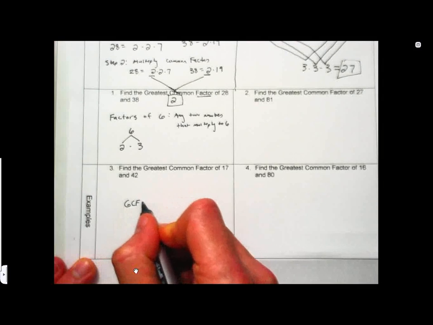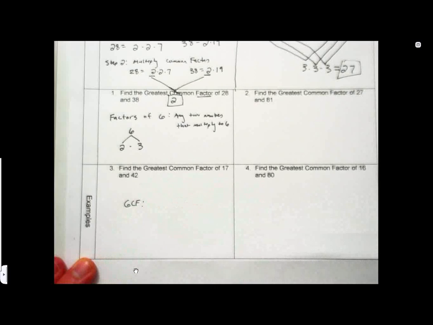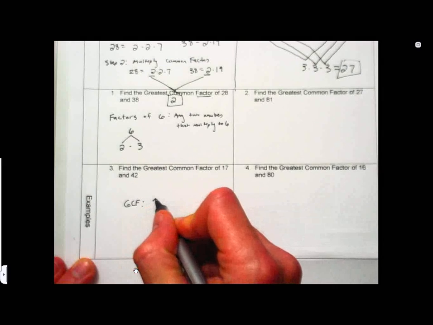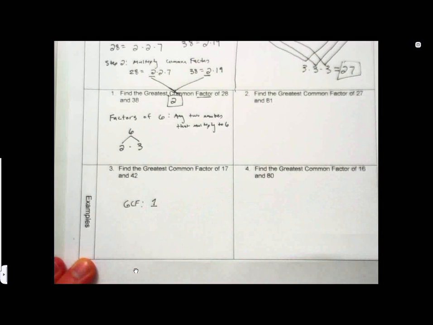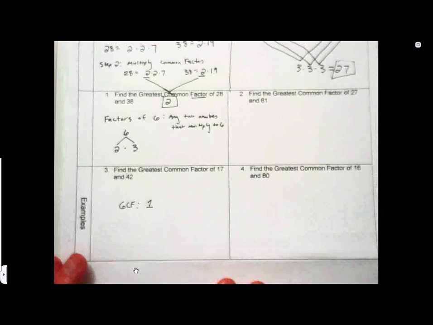So for number 3, when you did the factor trees, you probably found that they didn't have anything in common. Well, what that means is automatically their greatest common factor is going to be a 1. 1 is a factor of any number. If you think about it, I can take any number times 1 and get that number back. So 1 is going to be a factor of any number.